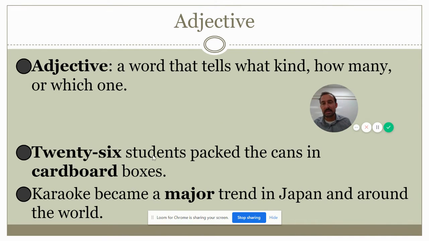So, 26 students packed the cans in the cardboard boxes. What type of boxes were they? Cardboard. My daughter made a chocolate cake. Even though sometimes we think that chocolate cake is a noun in itself, which it can be, chocolate is actually describing the cake. Chocolate is an adjective describing what type of cake. So an adjective is a word that tells what kind, how many, or which one.